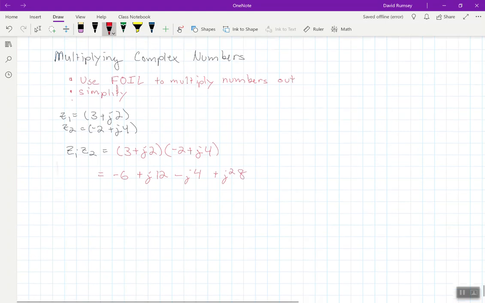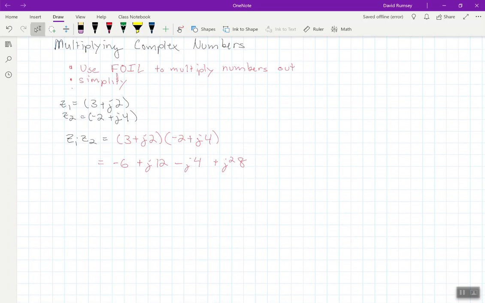Now we need to simplify. And we want to remember here, we wrote this back in several videos, j squared equals negative 1. So before I even combine terms together, I'm going to rewrite this as negative 6 plus j12 minus j4, and then I have negative 1, so that would be minus 8. And now we just combine like terms. Negative 14 plus j8.